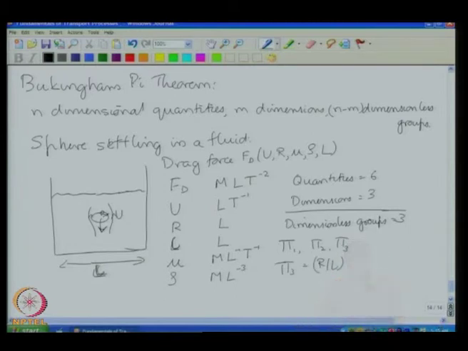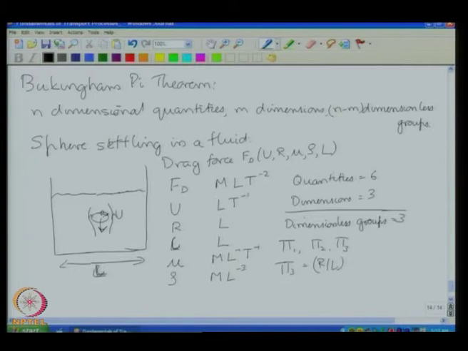Now, once pi 3 has been defined with respect to r and L, it is sufficient for me to include just one length scale in all subsequent calculations. I do not have to consider r and L separately, because I already have a dimensionless group which contains the ratio of these 2. So, it is sufficient to work with just one of these.